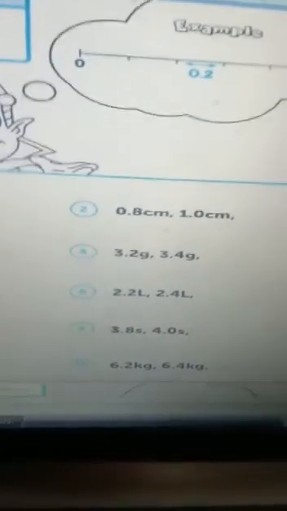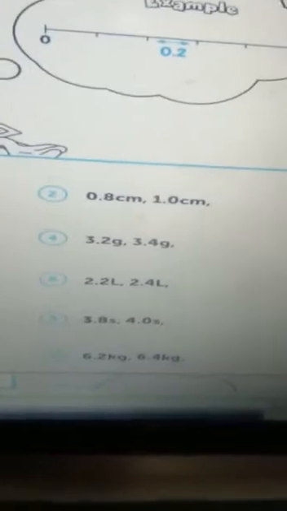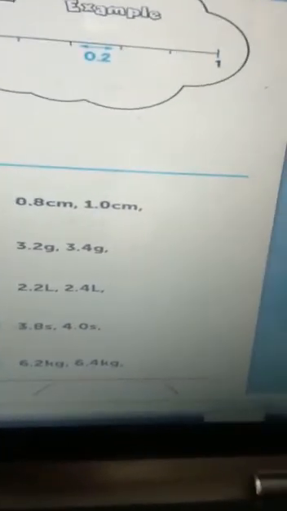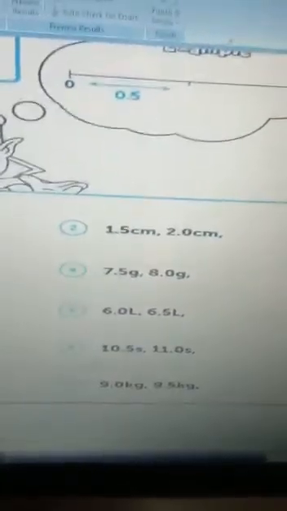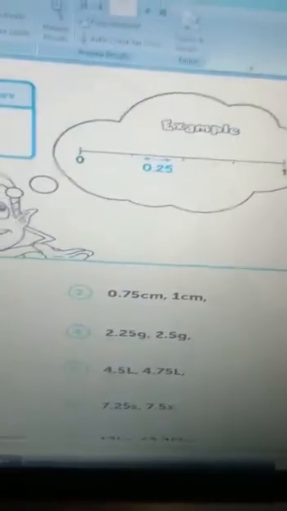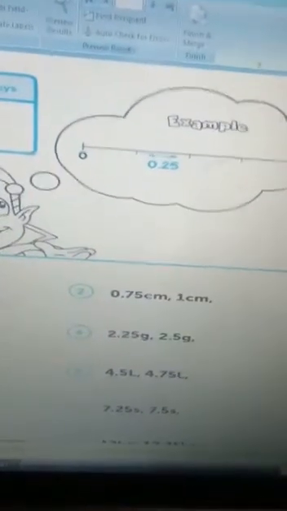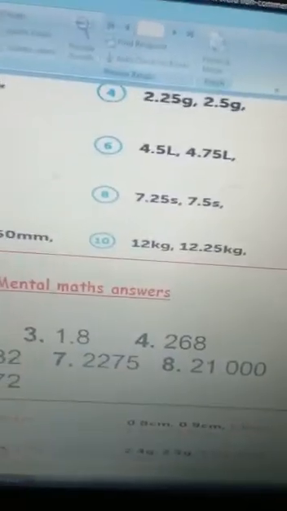Okay, the next one is jumping up in 0.2s. Look at what you've already got, 3.2, 3.4, and then add on the next 3 numbers that follow that. Simple enough. 0.5 steps in these sequences, and then 0.25, so using 2 decimal places but going up in 0.25. Okay, and you've got the answers.